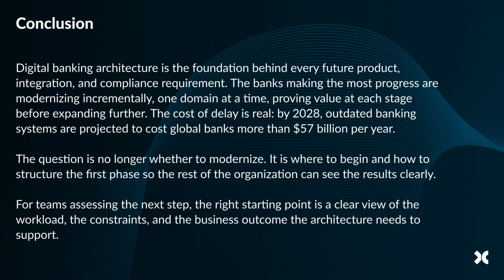By 2028, outdated banking systems are projected to cost global banks more than $57 billion per year. The question is no longer whether to modernize, it is where to begin and how to structure the first phase so the rest of the organization can see the results clearly. For teams assessing the next step, the right starting point is a clear view of the workload, the constraints, and the business outcome the architecture needs to support.